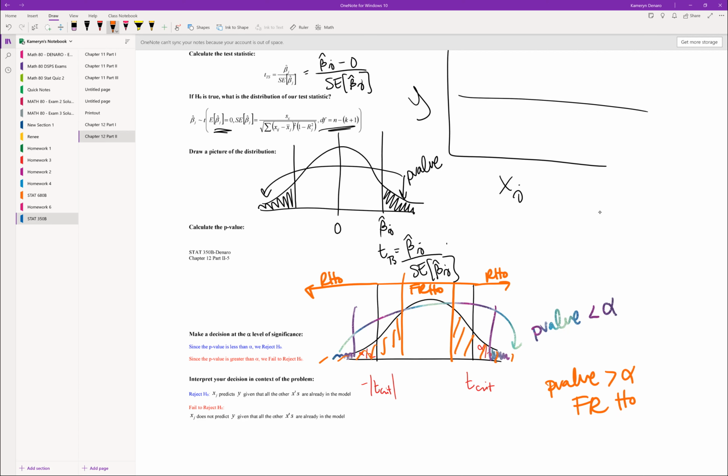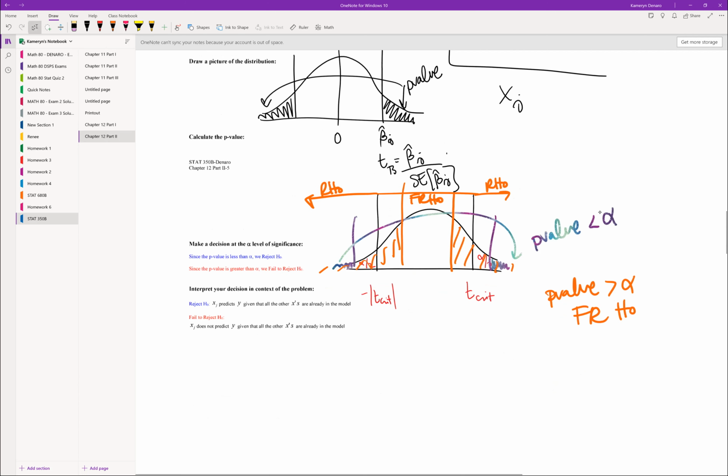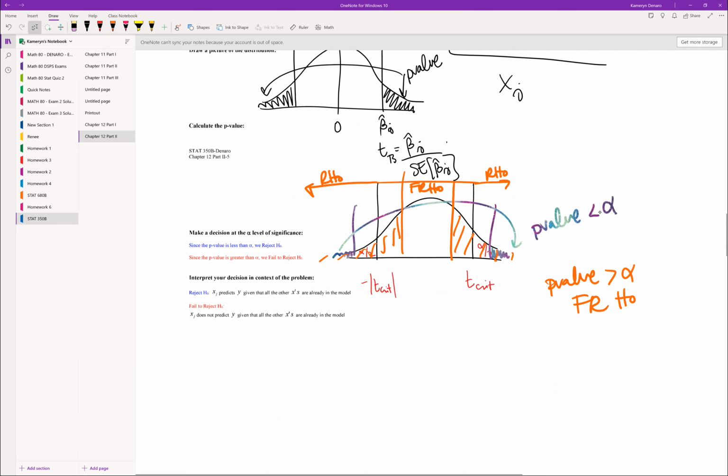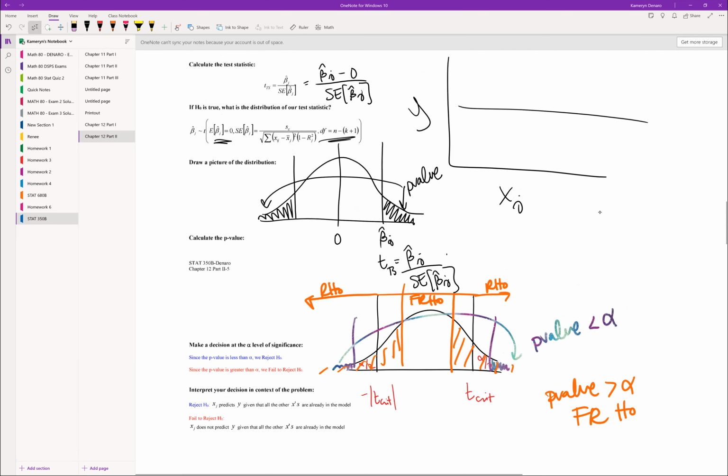Okay. Interpret your decision in context of the problem. If you reject H0, you're going to say xj predicts y, given that all other x's are already in the model. And if you fail to reject H0, you're going to say xj does not predict y, given all the other variables are in the model. Okay, now let's talk about the p-value.